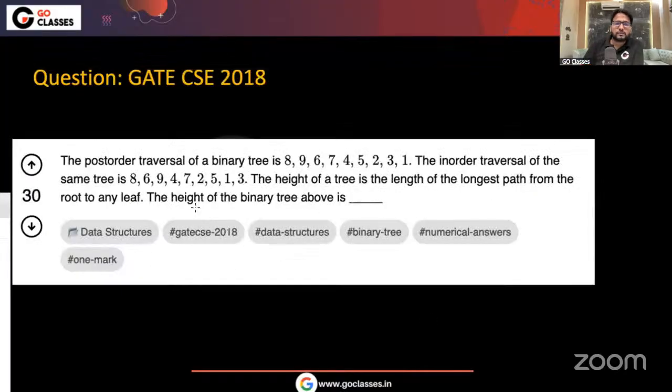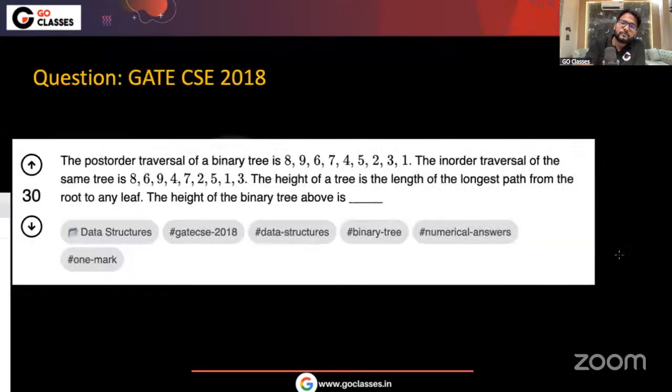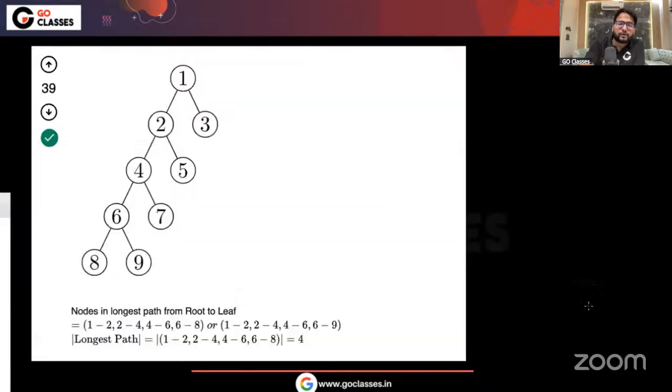Now let's solve this. Post order is given. The in order is also given. The height of the tree, the length of the longest path from root to the tree. So you can solve this, right? I mean, the post order and in order is given, so you can just draw and you can tell the height. Okay, so this is 1, 2, 3, 4. Height is basically they are saying length of the path, longest path. So basically it is 4. So using this post order and using the in order, you can draw the tree and you can find out the length, sorry, height of the tree.